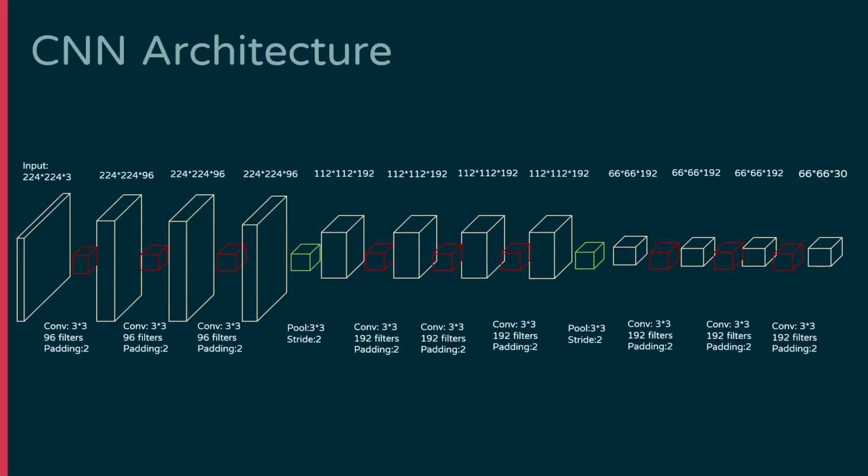Here is the architecture of the pre-trained CNN. There are 9 convolution layers and 2 max-pooling layers. We also use some dropout layers in this CNN.